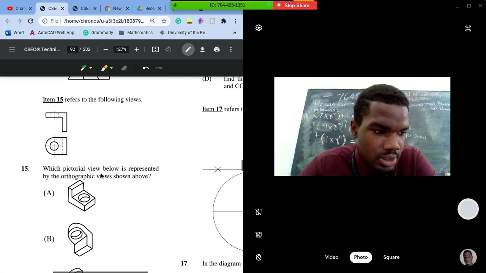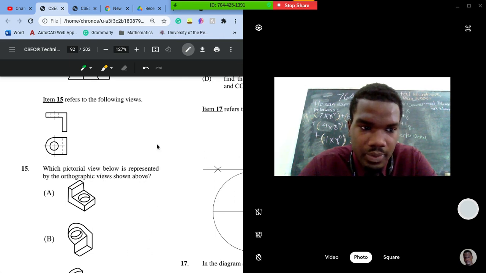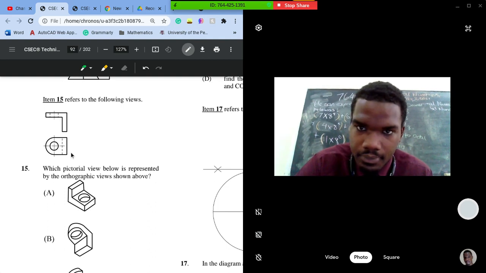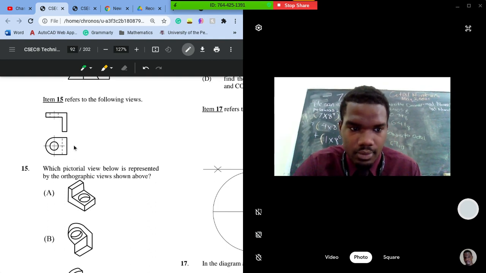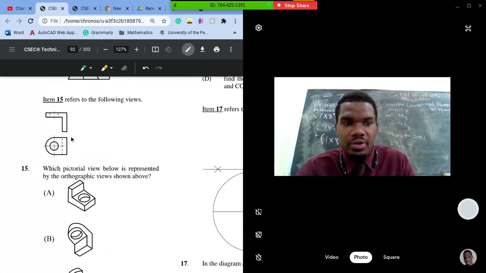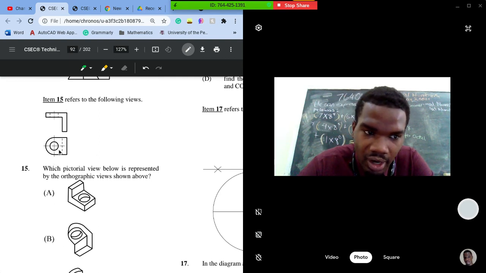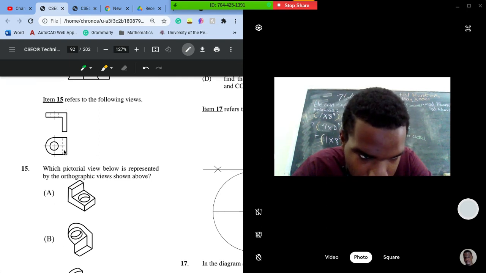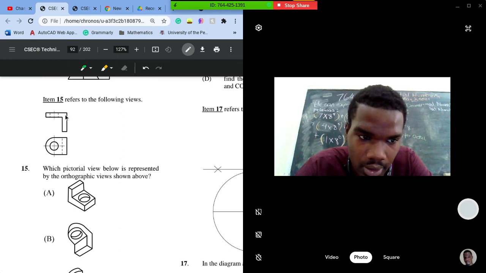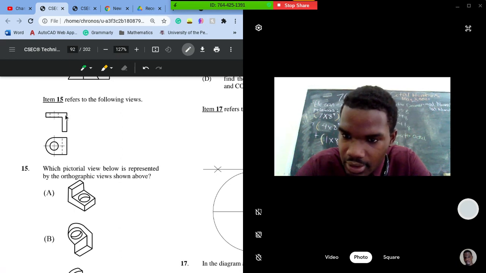It says, which pictorial view is represented by the drawing above? So I'm going to Zachary. Yes, sir. This view right here is two views. Which drawing does it show? First of all, this is a plan view, correct? Yes, sir. Right? That means it's a front view. So what projection is that? First or third?